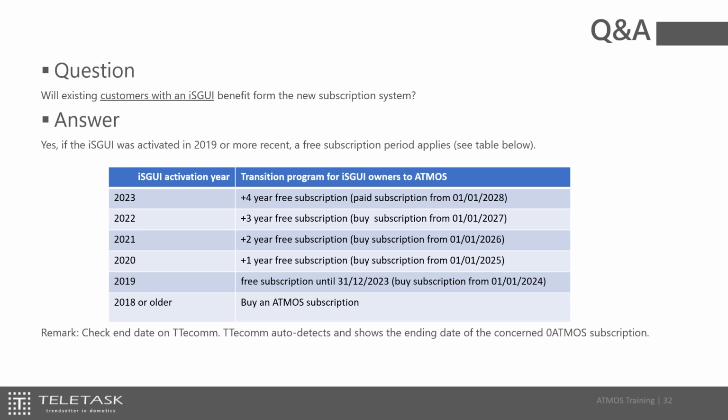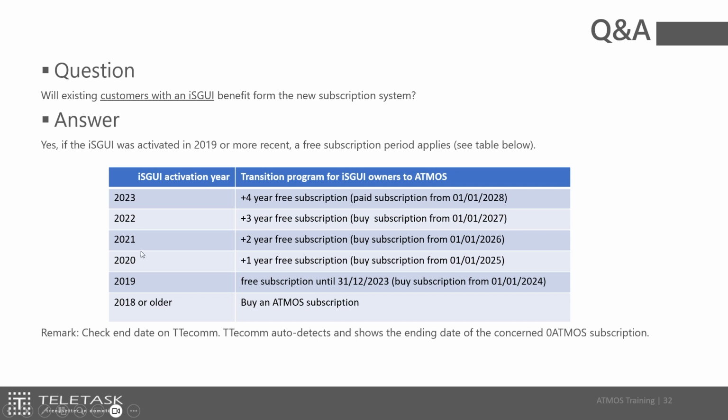First one is, will existing customers with an ISGUI, so somebody has a Teletask installation and an ISGUI, so a working app, what is the benefit for them to move to the new subscription system, to move to the ATMOS app? Well, yes, there is an advantage if the ISGUI was activated in 2019 or more recent. What is the advantage? Well, the customer with an existing ISGUI doesn't have to pay for the subscription, depending on the age of his ISGUI. So the activation date, the activation year of the ISGUI is important here.